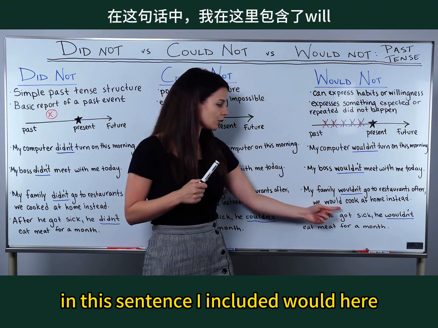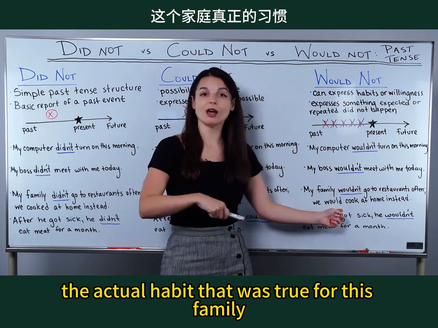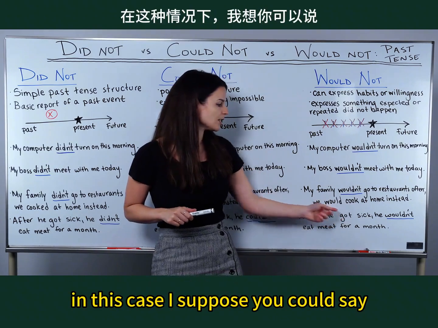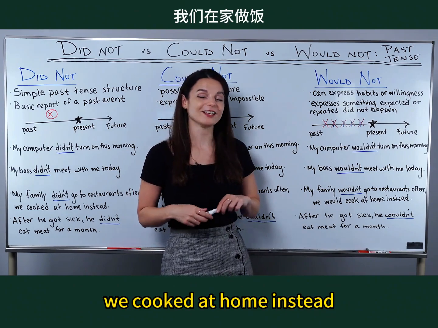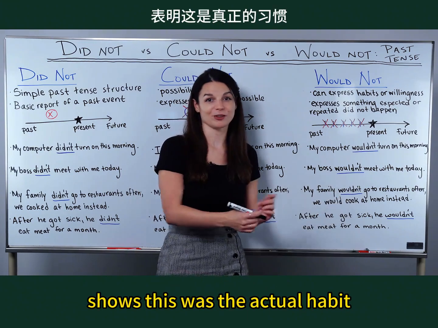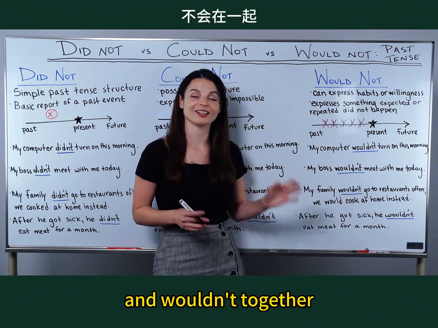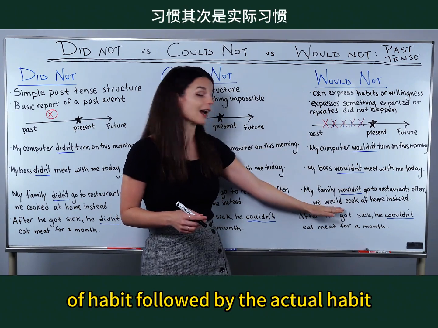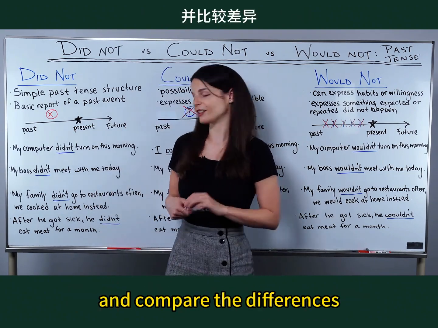In this sentence, I included would here because it shows the action that was habitual, the actual habit that was true for this family in this case. I suppose you could say my family wouldn't go to restaurants often, we cooked at home instead, but including would here after the wouldn't shows this was the actual habit. So it has that nice balance with would and wouldn't together. So again, this one shows lack of habit followed by the actual habit. Okay, let's look at one more example sentence and compare the differences.